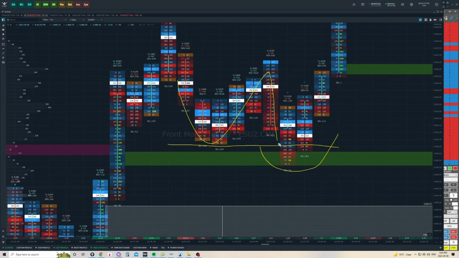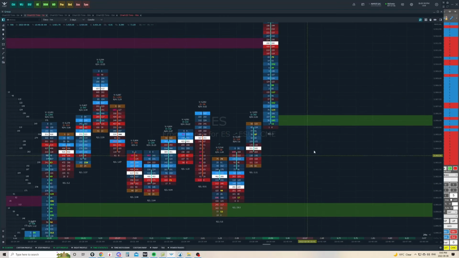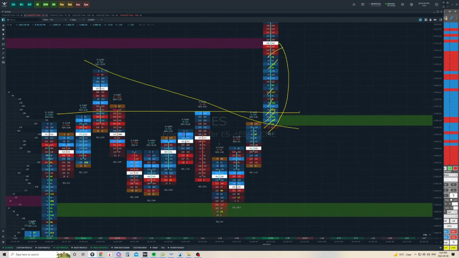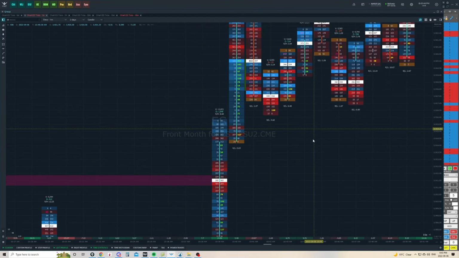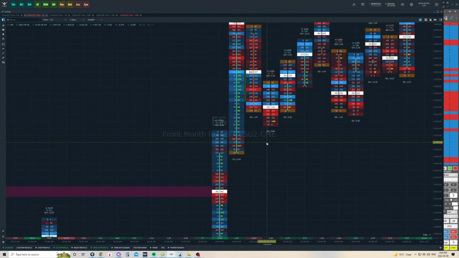We try and break down, we can't, buyers come back in, they buy price up for value, and their trade gets confirmed when we get these large buy imbalances again to the upside. Large buy imbalances going into the breakout, however you want to draw it, and all these sellers get run over. Okay, continuation of these buy imbalances to the upside.